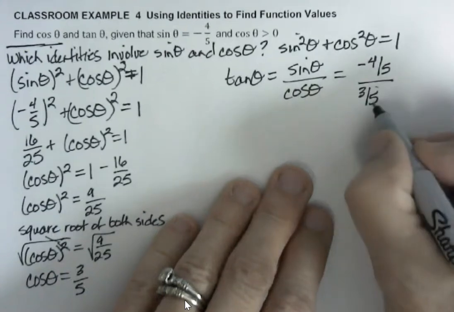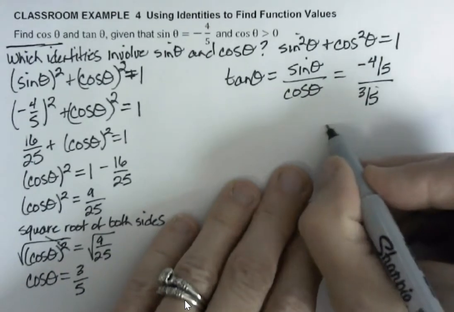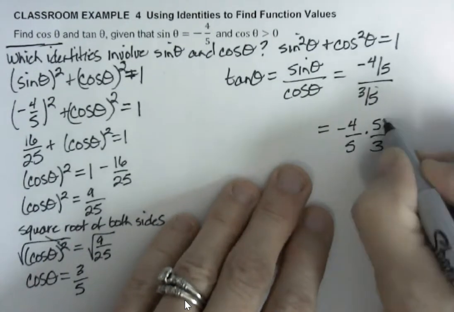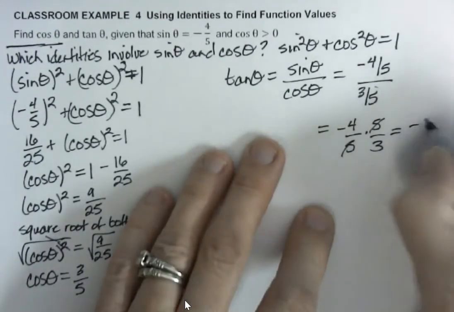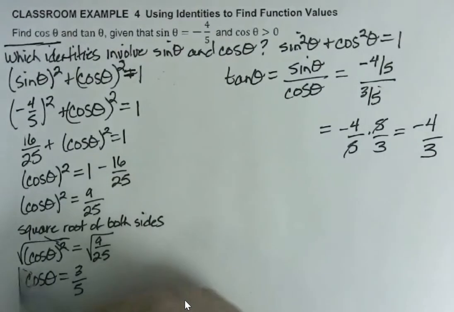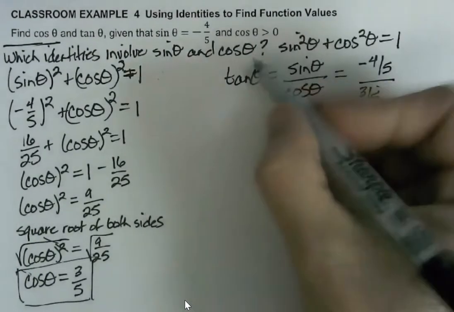Again, we can take the denominator of this, invert, and multiply. So we'd have negative 4/5 times 5/3. The 5's cancel out, and we end up with negative 4/3. So now we found the answers to both questions.